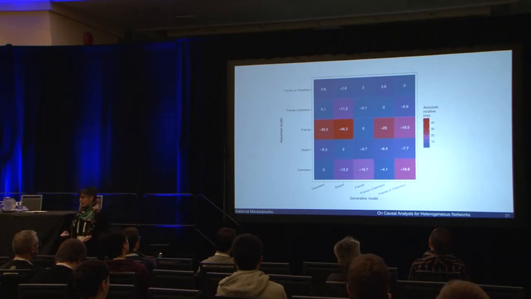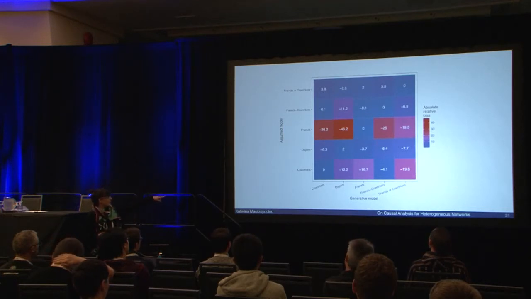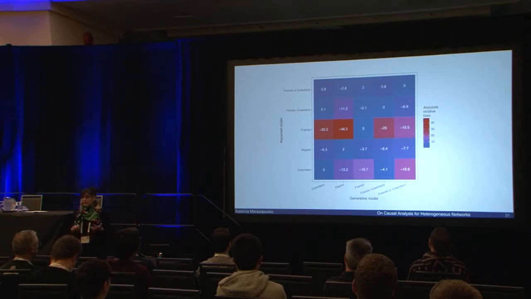What might be more surprising is how much worse you might do if you do not assume the correct model. So for example, if your correct model was the disjoint one and you only considered the friends, you might be up to almost 50% off on the estimated treatment effect.